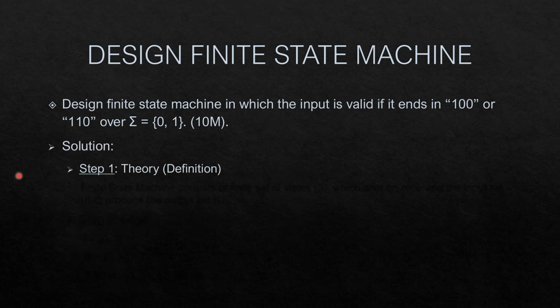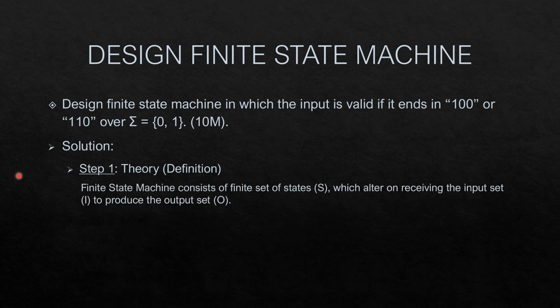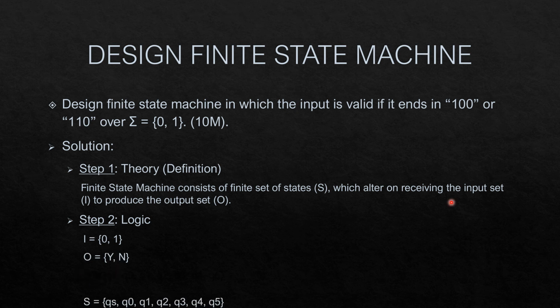The solution will go as step number 1, theory, the definition of FSM. Step number 2 is logic. I is already given in the question, that is 0, 1. Y and N are going to be our set of outputs. And finally, the S is going to be Q0 to Q5. Now, how this will be designed we will be seeing in the next page.